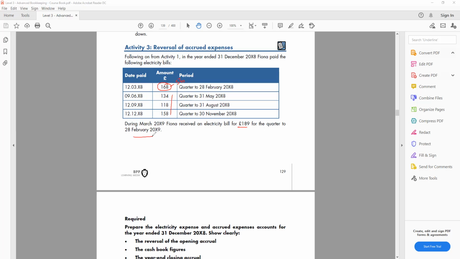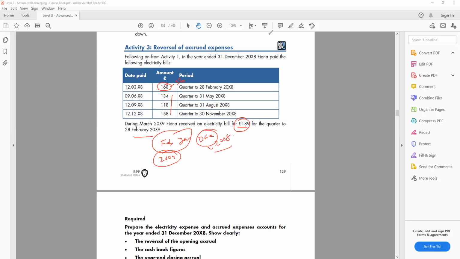February. Same story. So this time he received another bill, 189, that's relevant to the quarter, for 3 months till February. That means 3 months here: February, January, and December last year. So 1 month is relevant to 2008 and another two to 2009. So basically this one I have to bring back for 2008, even though I didn't make the payment in 2008. The way we did the last year, we're going to do the same way.